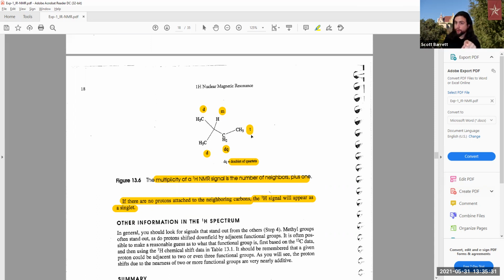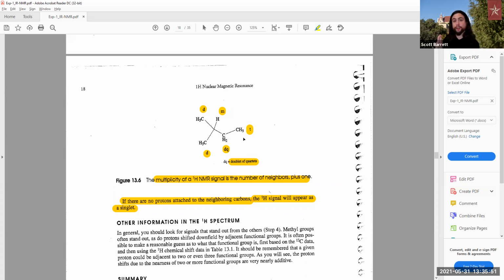It says it's a triplet, right? So why is it a triplet? Because its neighbor has 2 hydrogens. So 2 hydrogens plus 1, now you have 3, triplet, right? So these hydrogens, triplet. Now this is where the doublet and quartet part, we're going to understand it now.